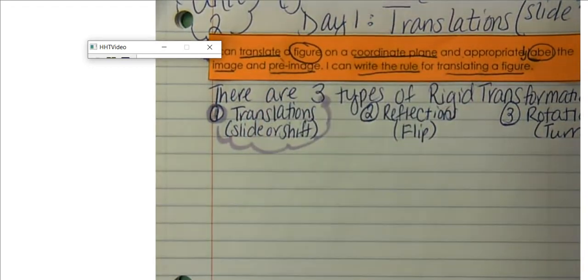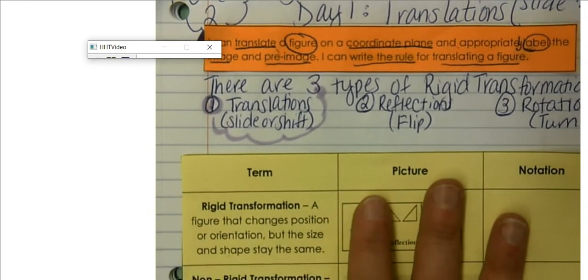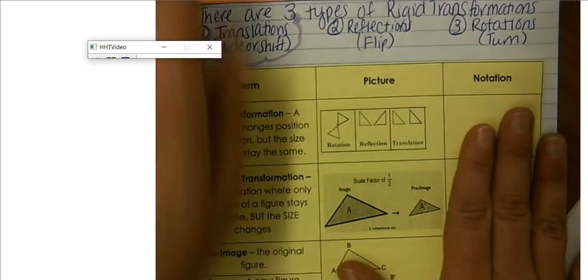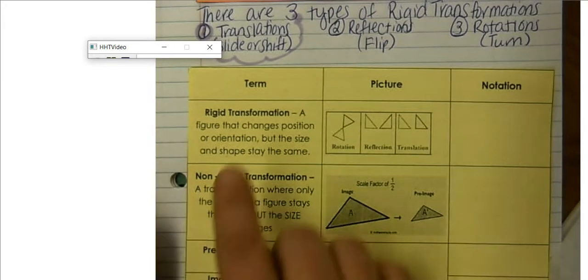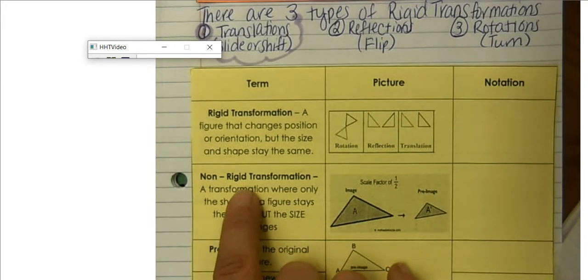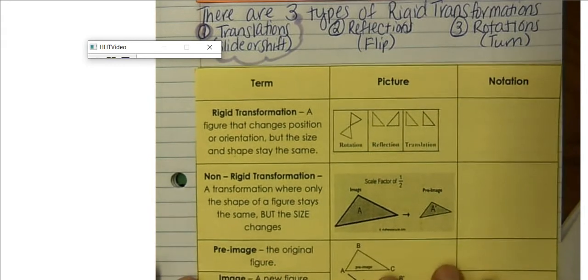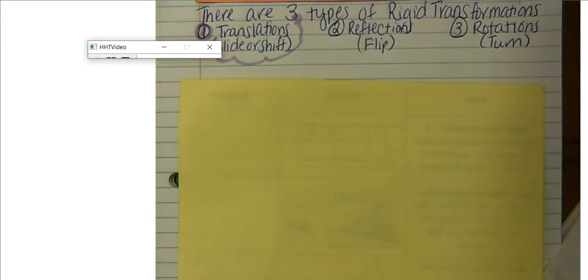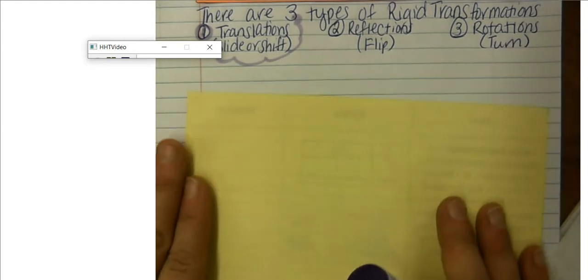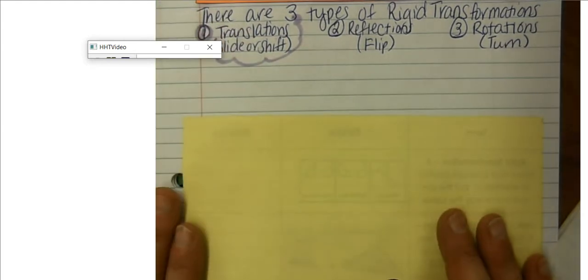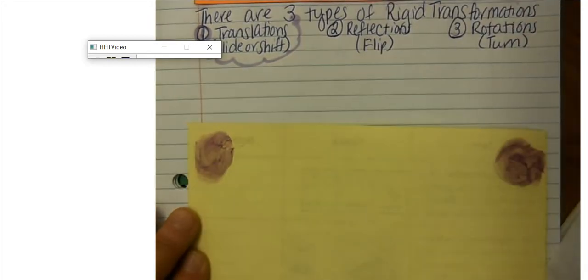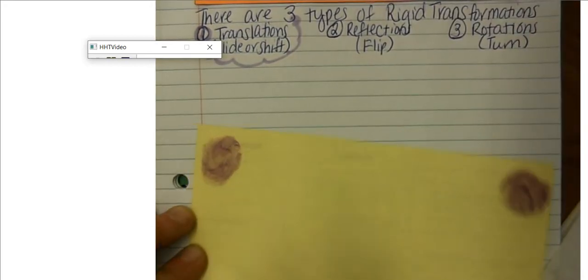So let's go ahead and talk a little bit more about some notation and vocabulary. So if you wouldn't mind taking out this cutout right here. This is a cutout that has rigid transformations, non-rigid transformations, pre-image, and image that are being defined. Please go ahead and take out your glue stick, and we are going to leave a little bit of space because I'm going to define one more word. And we're going to put this down here.